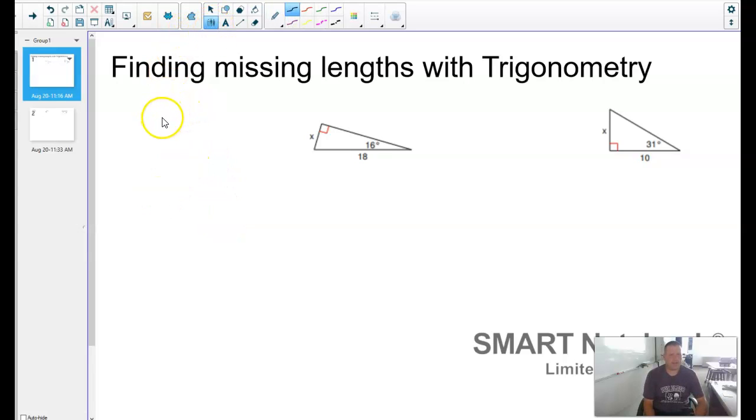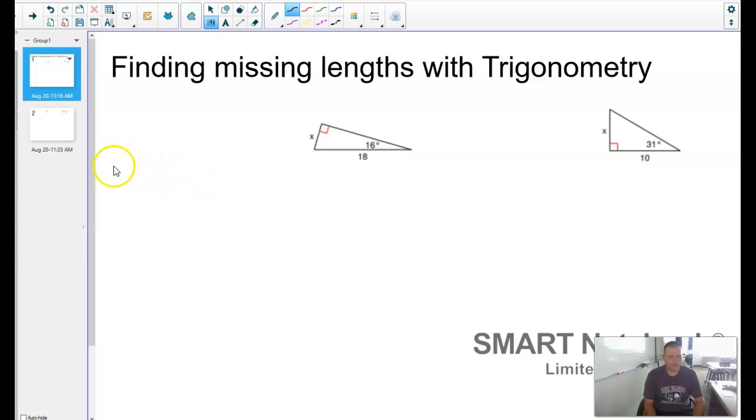We are looking at finding missing lengths, and we're going to use our trigonometry to be able to do this. So now we're using those ideas of our ratios with a little bit of application, so that we're actually using them now.